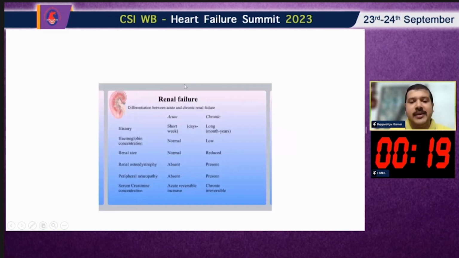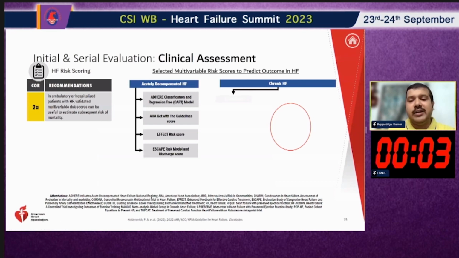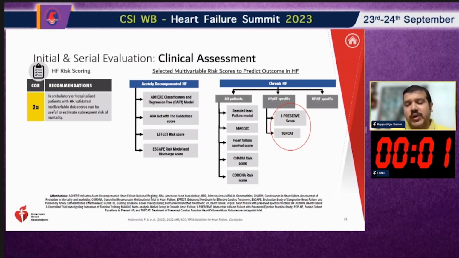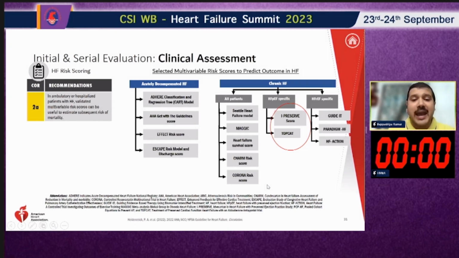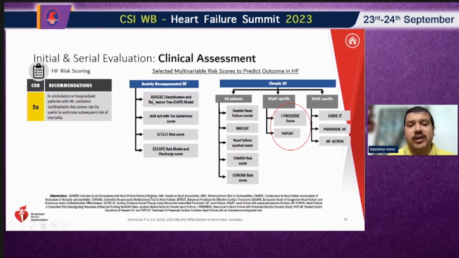Regarding the CKD, we have to look at important things. I always look at whether I'm dealing with an acute CKD or a chronic CKD. So we look at the hemoglobin, the renal size, the renal osteodystrophy parameters, the intact parathormone, calcium, and the phosphate, and whether the serum creatinine levels come back to normal or not. While we are making decisions for the patient, we need to look at a few scores, the IPSA score, the TopSCAT score, and the scores regarding acute decompensated heart failure for better assessment of the patient.